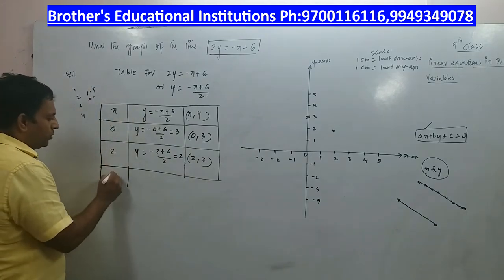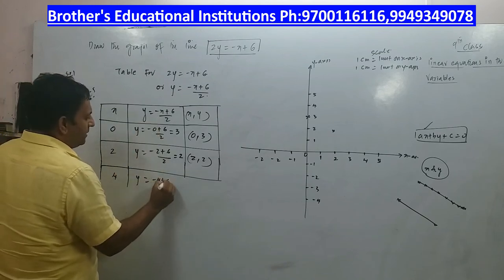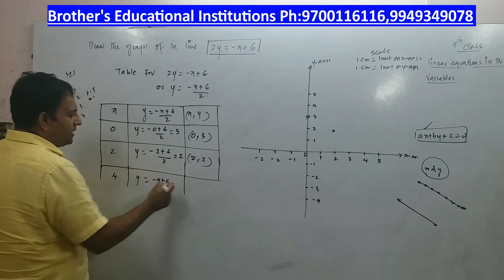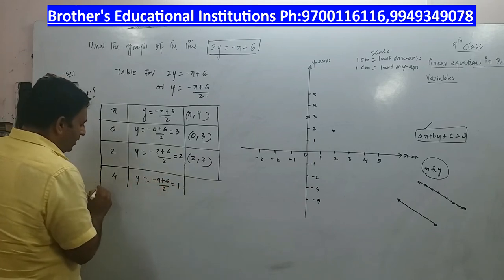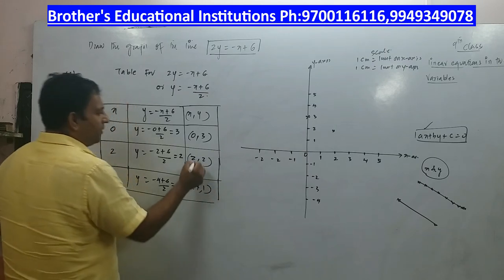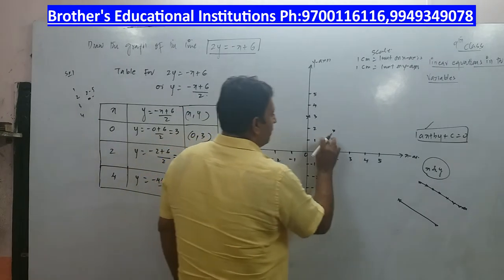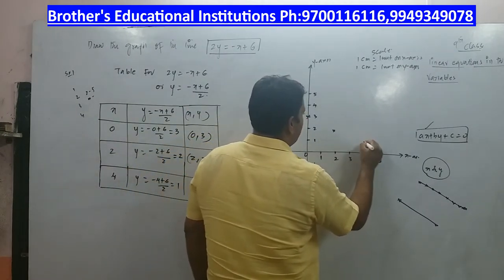Instead of 2, I will go for 4. y is equal to minus 4 plus 6 by 2. What is minus 4 plus 6? 2. 2 by 2 is equal to what? 1. So what do you get? 4 comma 1. For x is equal to 4, the y value is 1.